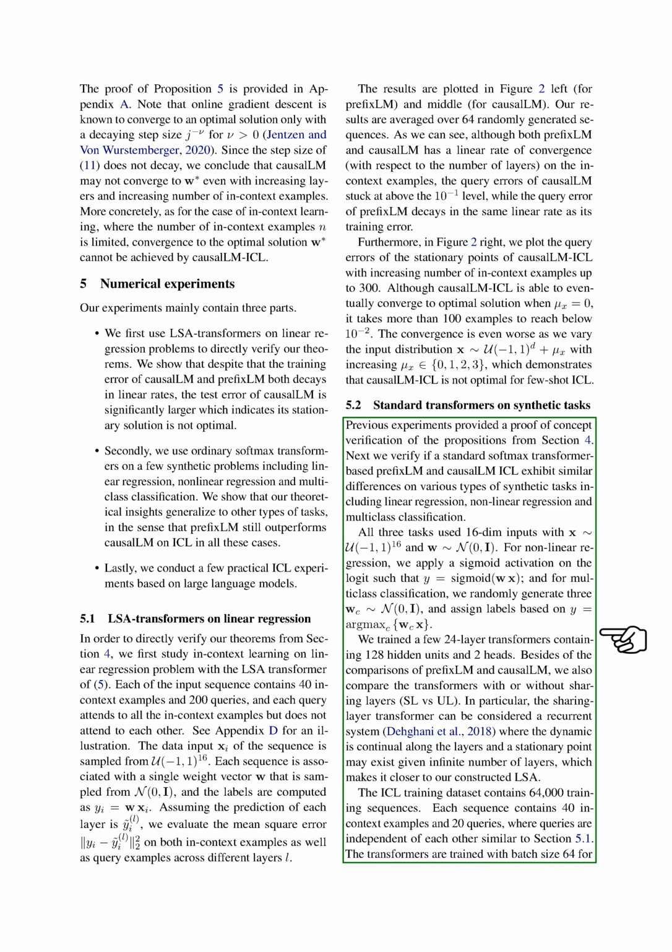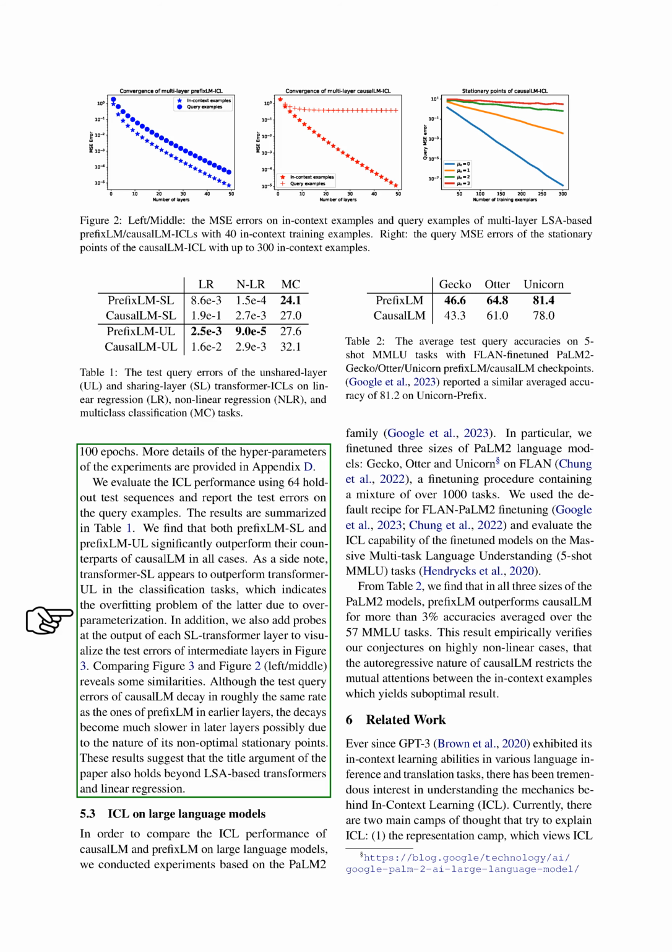Our ICL training dataset contains 64,000 training sequences, each with 40 in-context examples and 20 queries. The queries were independent of each other, similar to the setup in a previous section. We trained the transformers with a batch size of 64 for 100 epochs. More details about the hyperparameters used in these experiments can be found in the appendix. We evaluated the ICL performance using 64 holdout test sequences and reported the test errors on the query examples. The results are summarized in a table.